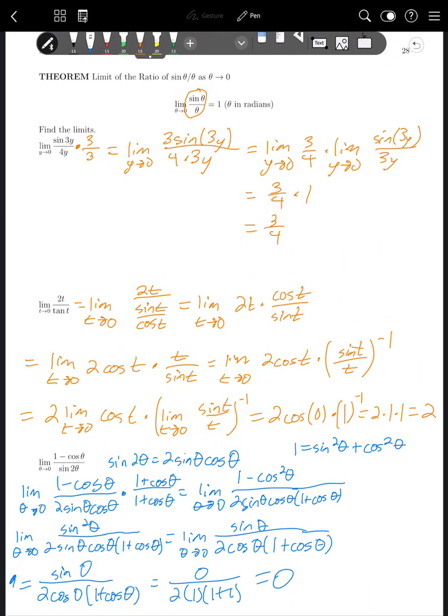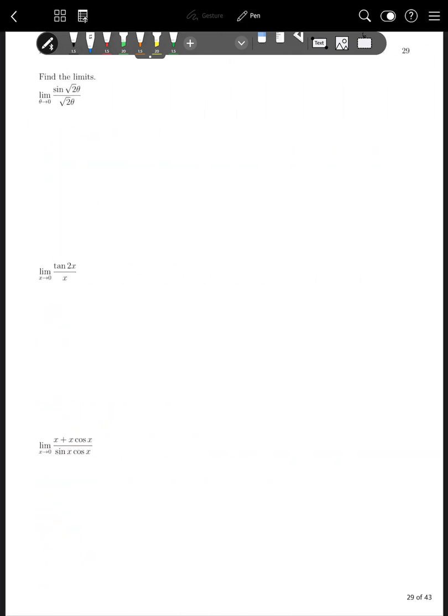So now let's go ahead and look at the next page. So why don't you go and pause the video and try doing these ones. And once again, if you want to use the graphing function on your calculator to help you with these, you can. But you can go ahead and try these.